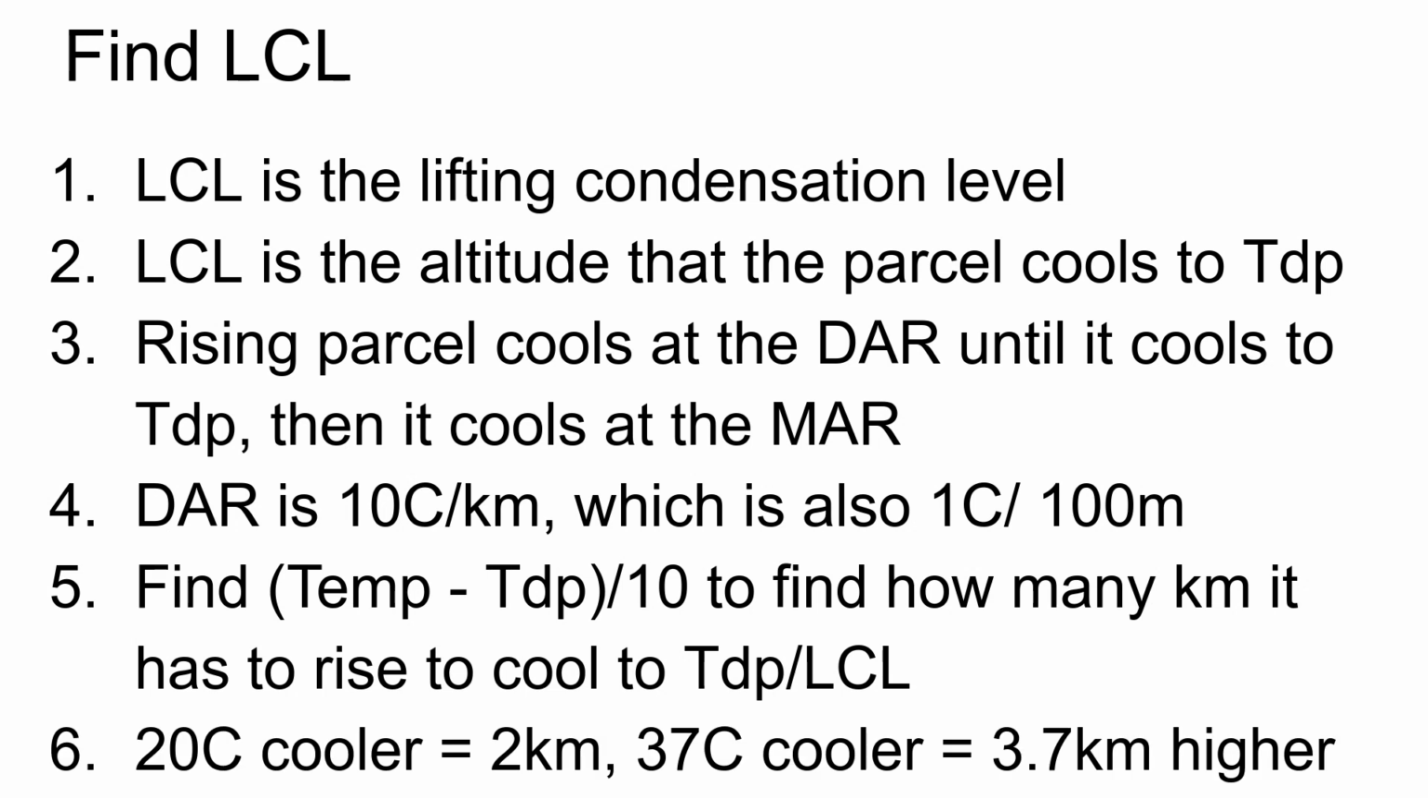So, for example, let's just say it's 20 degrees on the ground, dew point temperature of 0. So the parcel has to cool by 20 degrees to hit dew point. 20 divided by 10 is 2 kilometers. If the parcel had to cool by 37 degrees, it would hit dew point temperature at 3.7 kilometers.